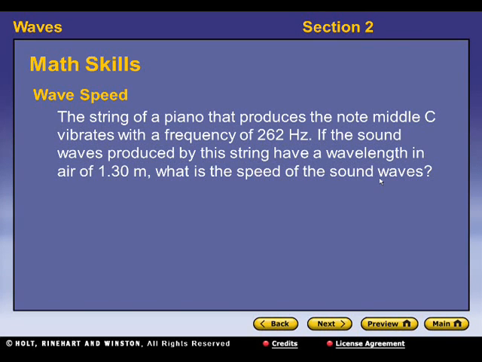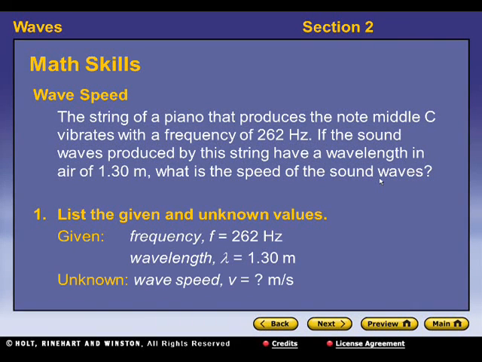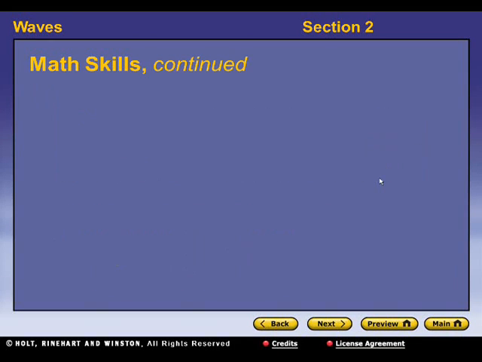Sample problem. The string of a piano that produces the note middle C vibrates with a frequency of 262 Hertz. If the sound waves produced by this string have a wavelength in air of 1.3 meters, what is the speed of the sound waves? So list the givens and unknowns. Frequency in this case is 262 Hertz. The wavelength is 1.3 meters. And we want to know what the wave speed is.